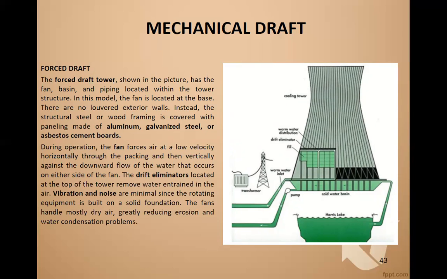During operation, the fan forces air at low velocity horizontally through the packing and then vertically against the downward flow of the water that occurs on the other side of the fan. The drift eliminators located at the top of the tower remove water drained in the air. Vibration and noise are minimal since the rotating equipment is built on a solid foundation. The fans handle mostly dry air, greatly reducing erosion and water condensation problems.